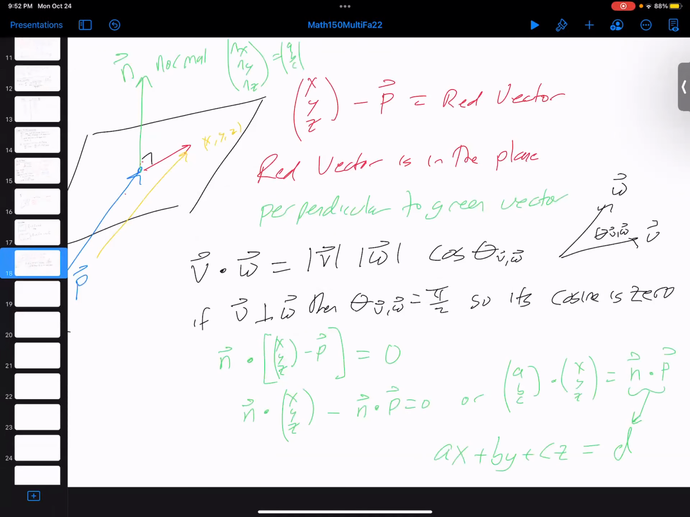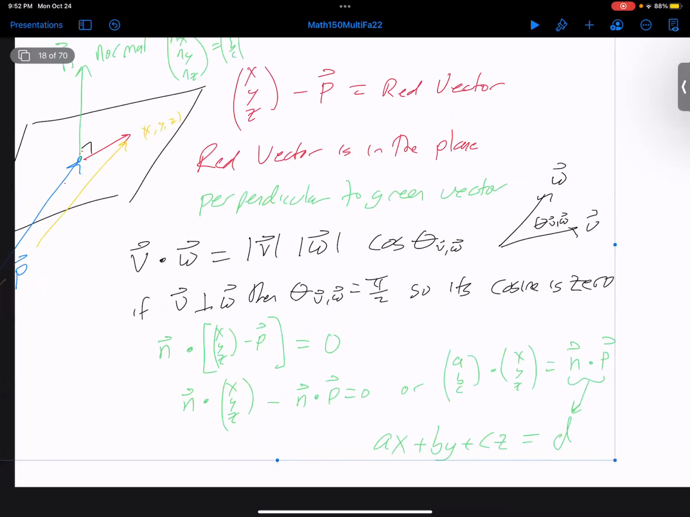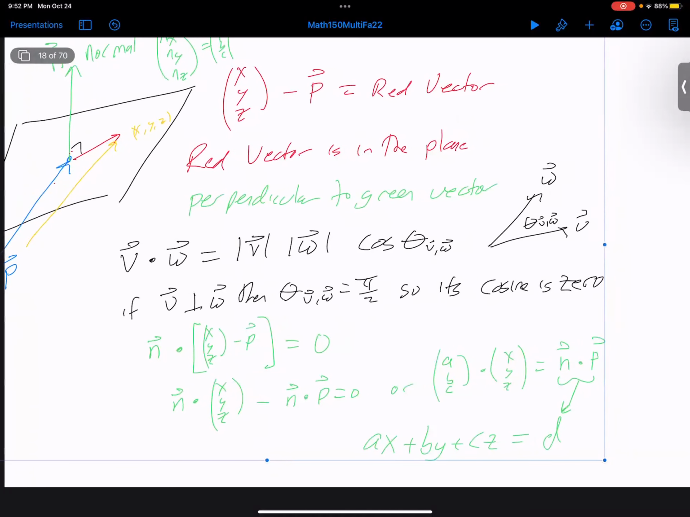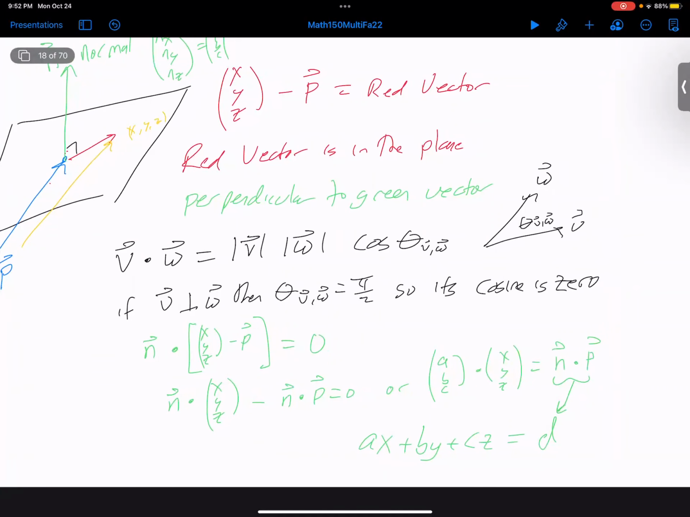And we talked about how you can find equations of planes. There's another way you can do it. And this is using what's called the normal method. And so, whoops.